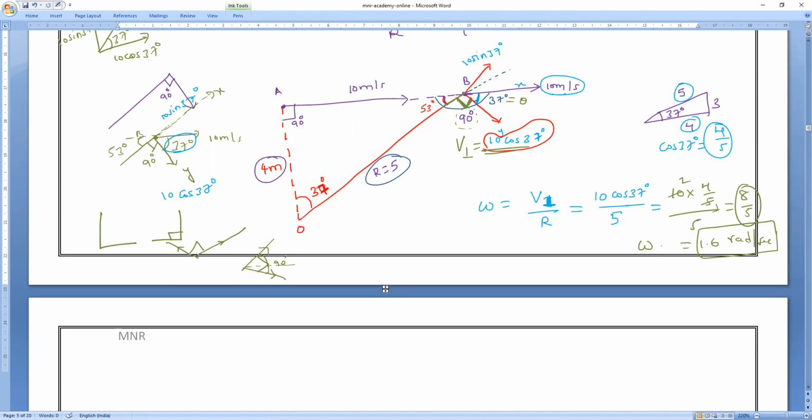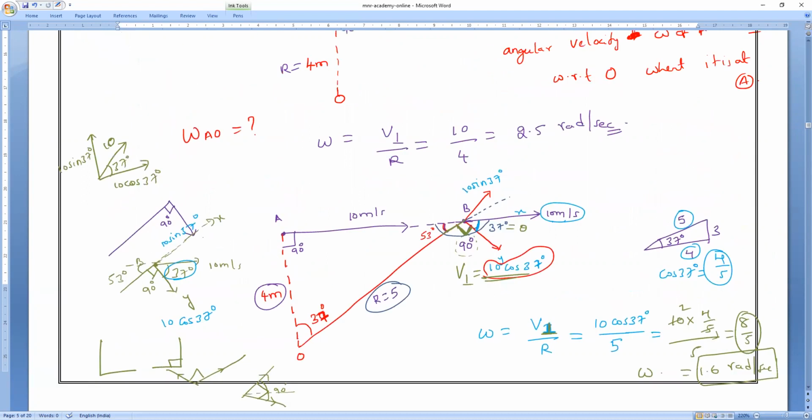So what is the angular velocity at point B with respect to O? Keep it in mind: angular velocity of a particle at point B with respect to O. Here you write it. Angular velocity of P, P meaning particle, with respect to O when it is at point B.